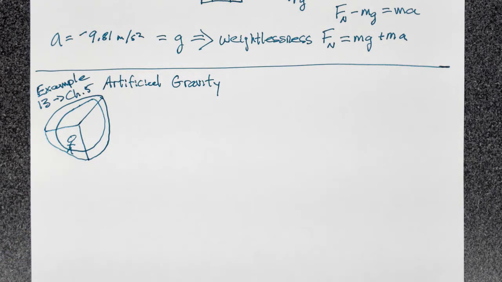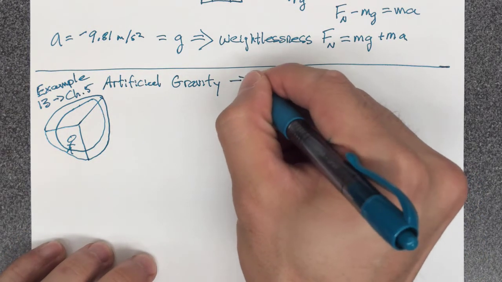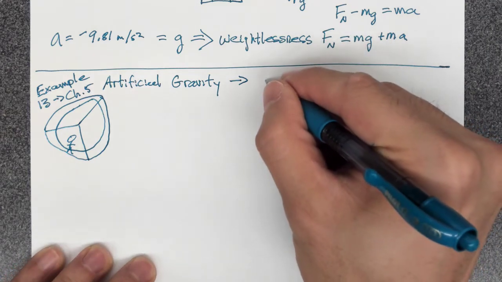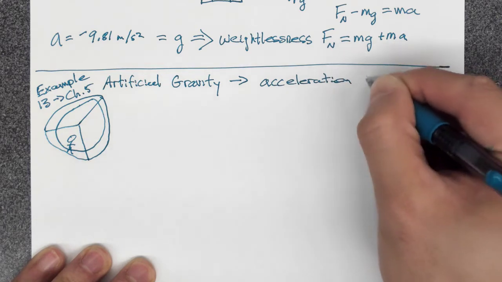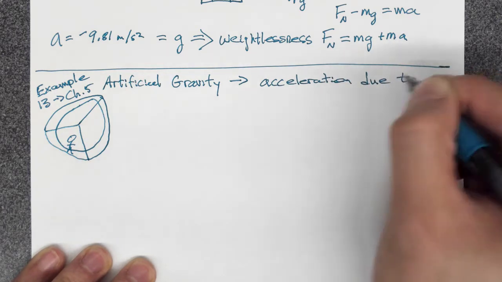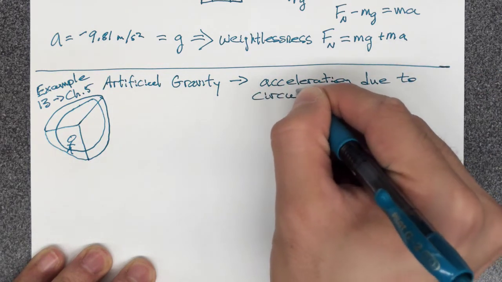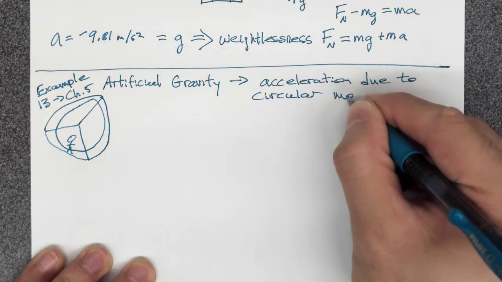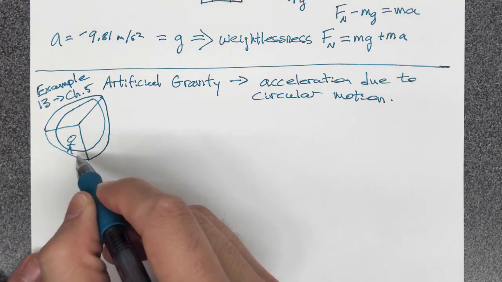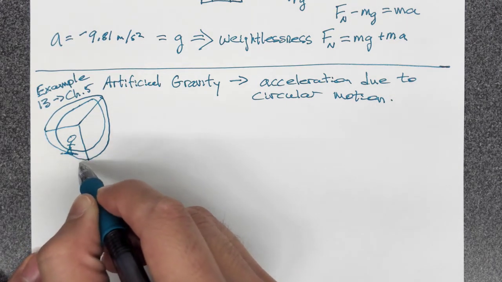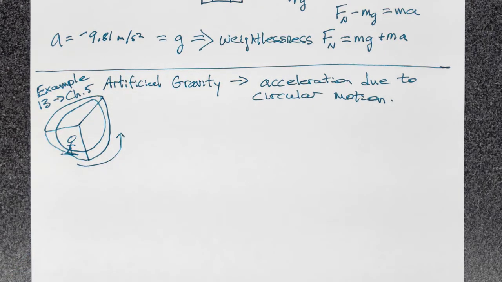Artificial gravity, and specifically artificial gravity that we simulate with acceleration due to circular motion. So the reason why we started this video with apparent weight is because we figured out, okay, normal force is actually the force of contact. Can we simulate the same force of contact if we have something spinning around in a circle? The answer is yes.